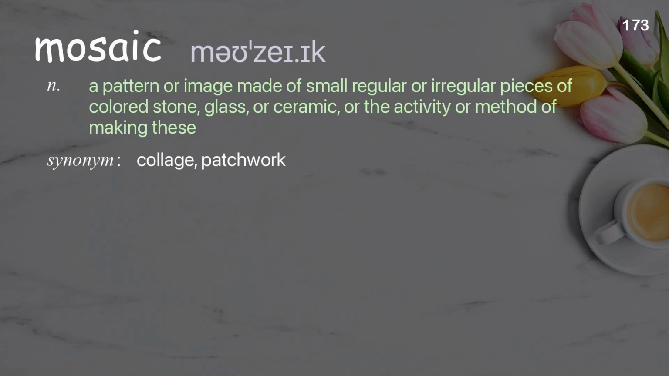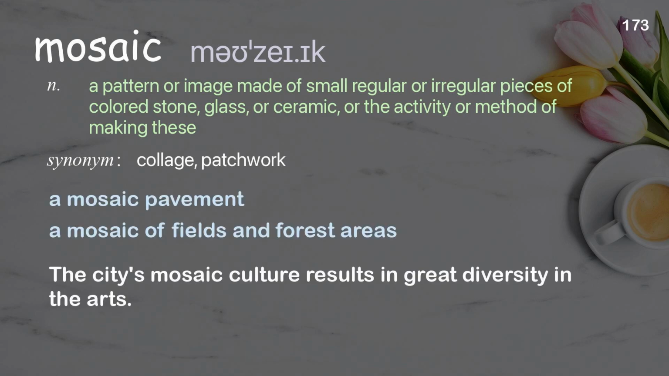Mosaic. A pattern or image made of small regular or irregular pieces of colored stone, glass, or ceramic, or the activity or method of making these. Examples: a mosaic pavement, a mosaic of fields and forest areas. The city's mosaic culture results in great diversity in the arts.